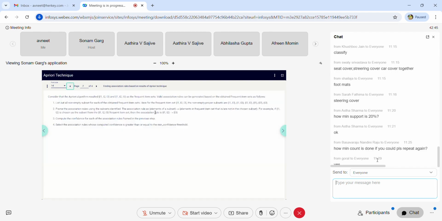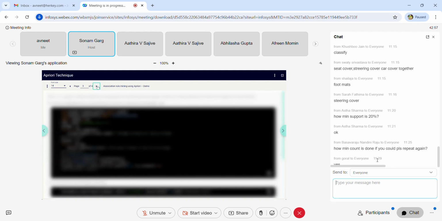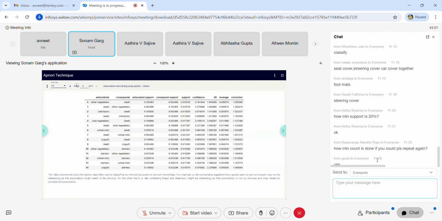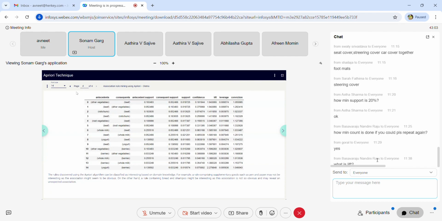Here is that same example for Apriori. So we have items, item 1, item 2, item 3, and the same thing they have tried to explain here. If this is implemented, let's go to the fourth and see. Okay, this is just a summary.